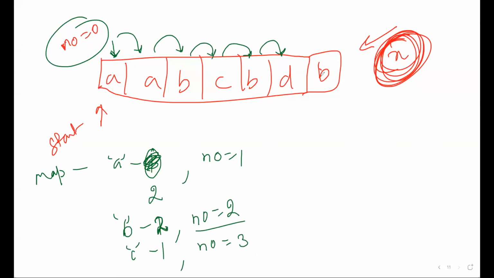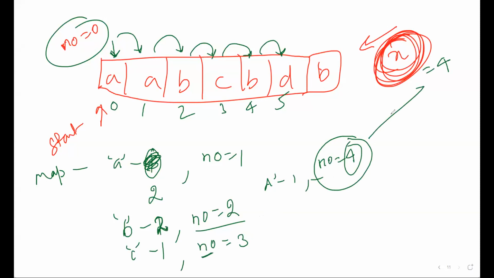Now, when you reach this D point, let me write the index also. So when you reach index 5, what is happening? D is occurring for the first time. Now it is a distinct character, so you'll also update the number, and it will become 4. Now X is also 4 for this string. X is the number of distinct characters in your whole string. So now this thing is equal to this thing. What does this tell? This tells that your current substring contains all the distinct characters of your string.